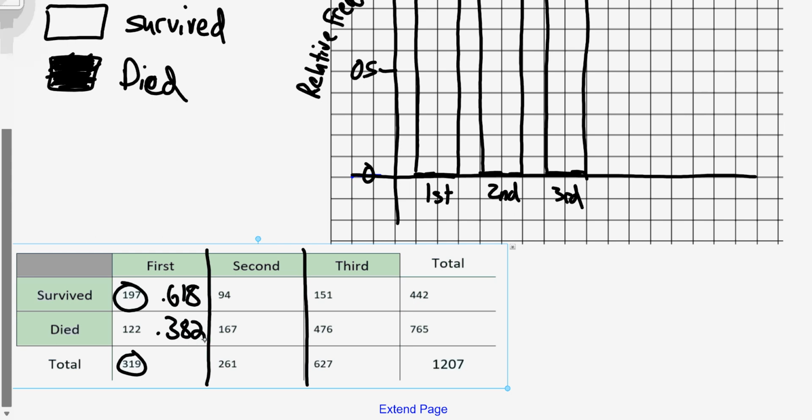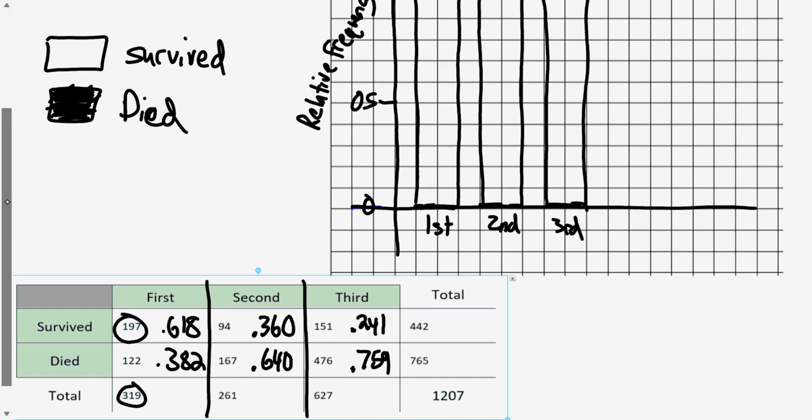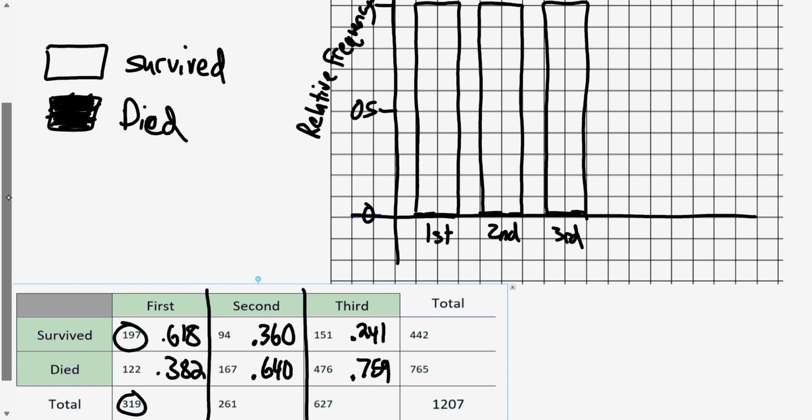And now that I have all those numbers, within first class, second class, third class, I can kind of estimate. So my survival rate in first class was just under 62%. So we're going to go right about here. And then everything else should be right around 38%, died in first class. So I've got my living and my died. So I can tell there's something there, I'll do that for survived.